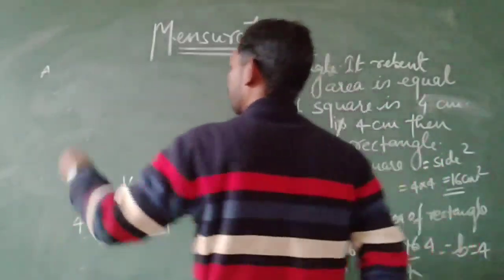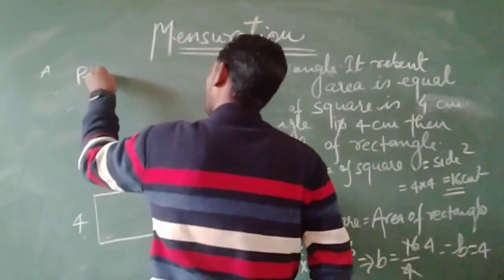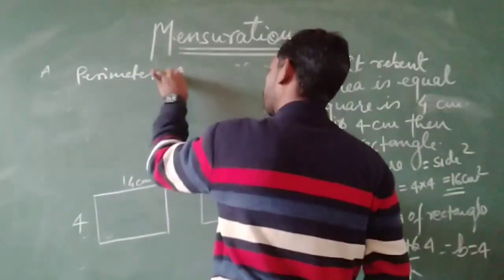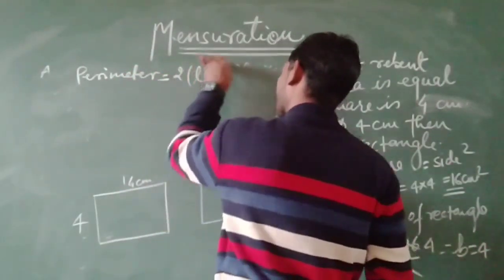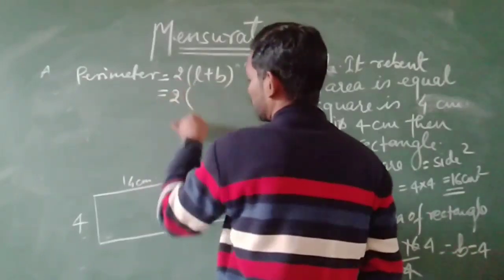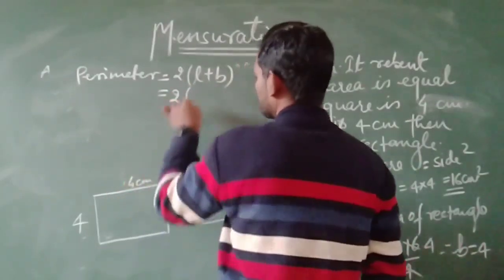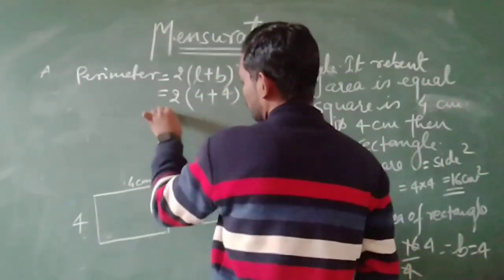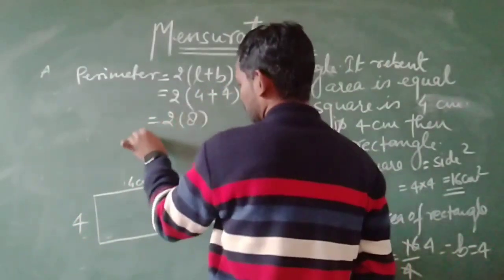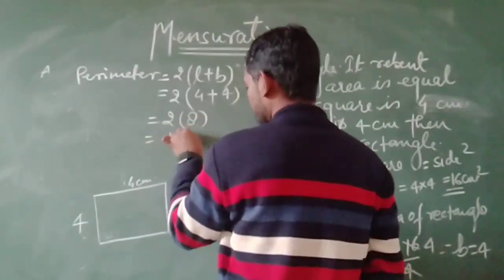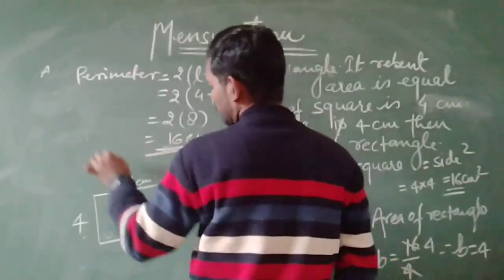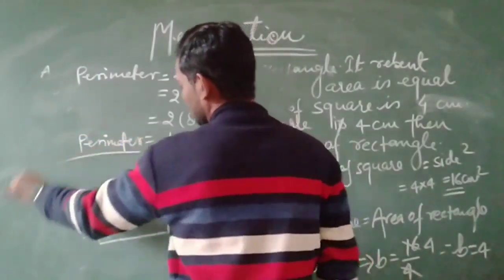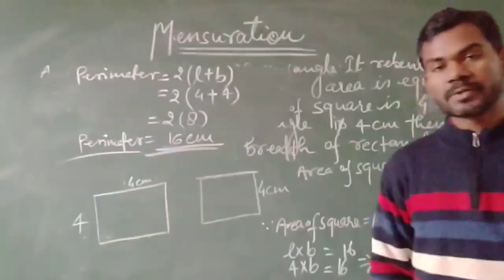So we know the perimeter equals 2 times (L plus B). Now length is 4 and the breadth is 4, so it becomes 2 into 8, and that is 16 centimeter. So 16 centimeter is the perimeter of this rectangle.